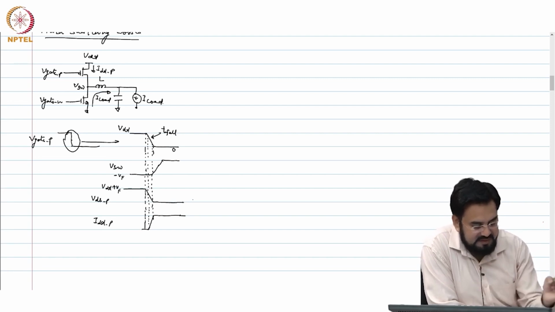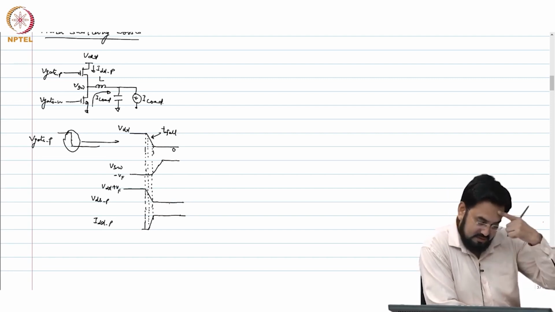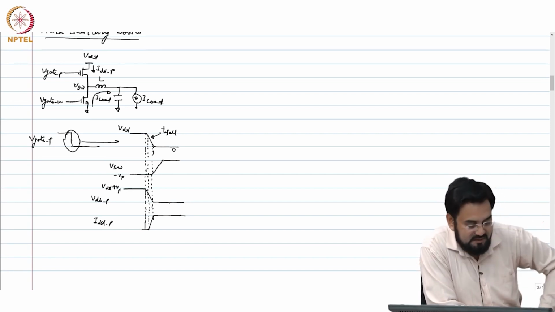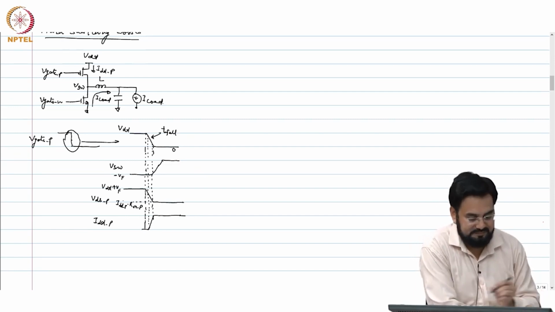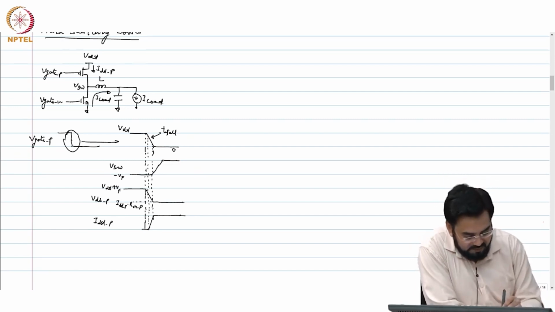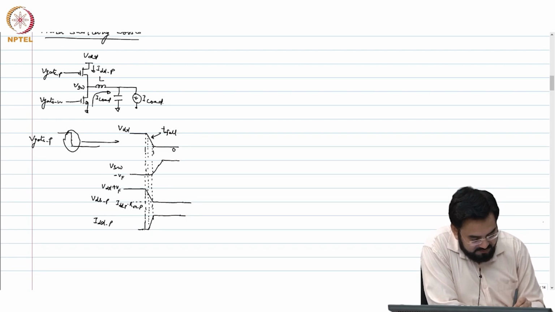So, ultimately what will be the final voltage? VDSP. What will be this voltage? I on P, sorry, IDDP, it is I load actually, IDDP into R on P. Okay.